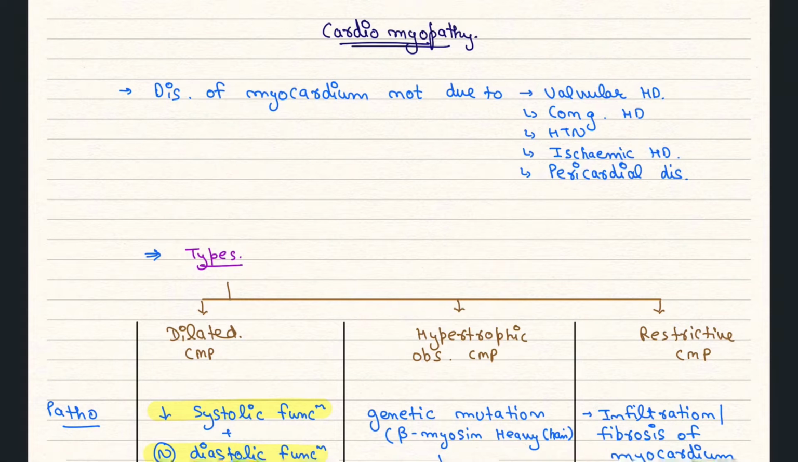So today we are going to learn about cardiomyopathy. As the name suggests, cardiomyopathy is the increase in the size of the cardiac muscle fiber. It is a disease of myocardium and not due to any of the following: valvular heart disease, congenital heart disease, hypertension, ischemic heart disease, pericardial disease. If we exclude all of these, then that is the disease of myocardium.